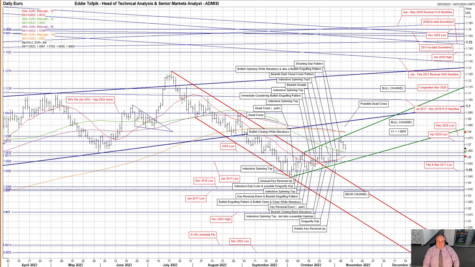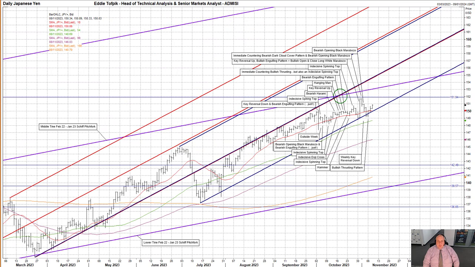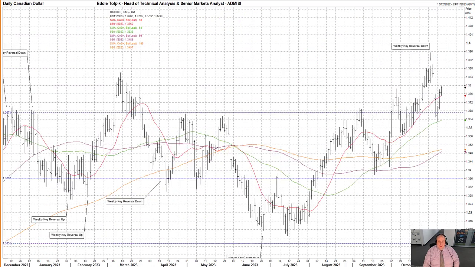euro dollar, dollar against the Japanese yen, US dollar against the Canadian dollar, plus many others such as dollar Swedish krona, US dollar Danish krona, US dollar Romanian lei.